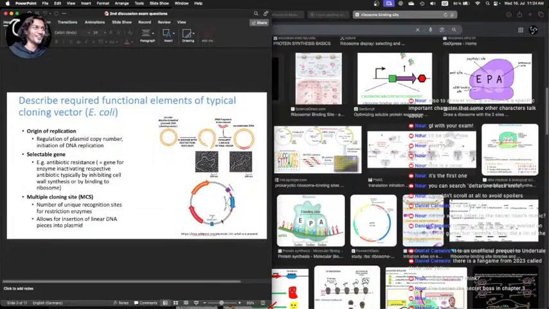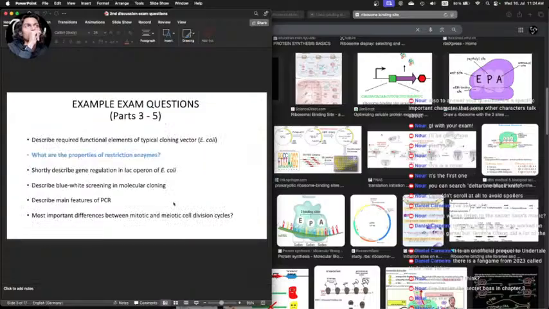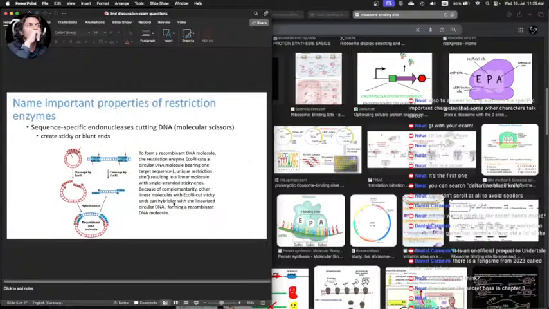So, like we said, I need to check: describe the required functional elements of a cloning vector: origin of replication, regulation of plasmid copy number, initiation of DNA replication, selectable genes, antibiotic resistance, multiple cloning sites, number of unique recognition sites for restriction enzymes. What are the properties of restriction enzymes to form a recombinant DNA molecule?